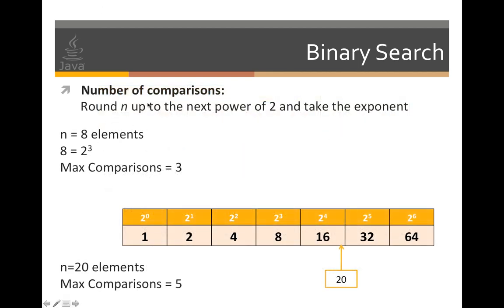I'll start at the top here. Let's say I gave you an array that has 8 elements in it. 8 is really equal to 2 to the third power. The maximum number of comparisons you will get is going to be 3.